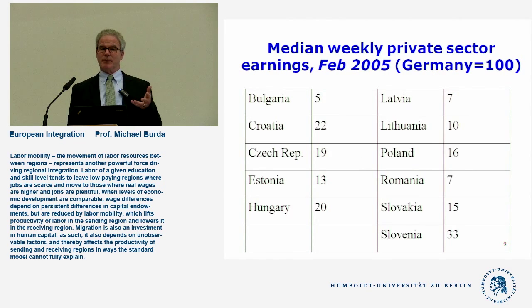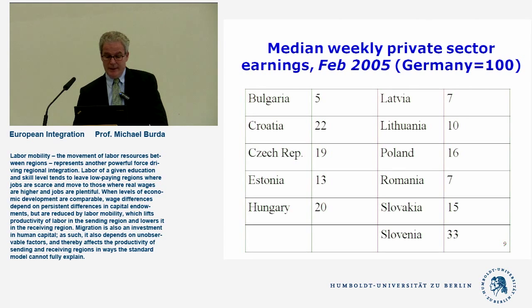Now, what are the incentives for people to move? Well, they're quite large. So this is data right after accession. You can see that wages in Poland, and these are private sector earnings, so these are not including Social Security contributions, are 16% of German levels. So a skilled worker in Poland could literally increase his or her salary by 500 or 600% by moving to Germany on average. Clearly, if you're skilled, you could probably do even better. So there are huge incentives in 2005 to migrate.